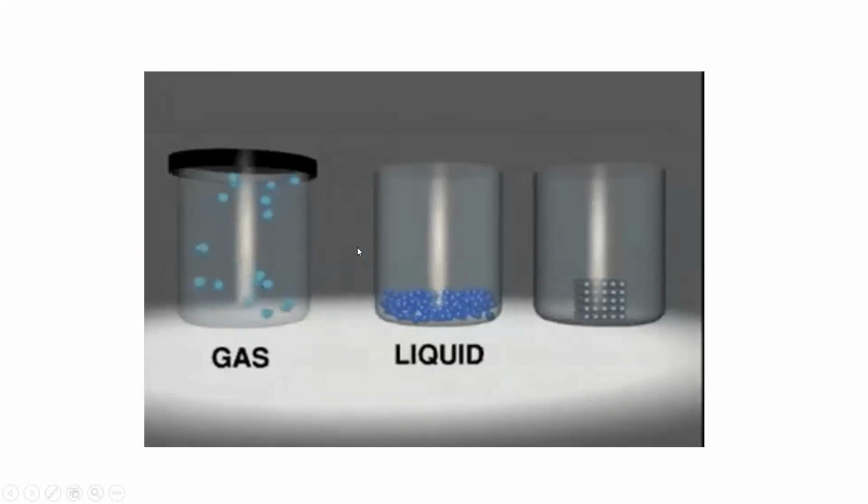So this is another view of the particles of gas, liquid and solid. In a gas, you can see the particles are moving randomly, continuously changing direction, whereas in liquid, the particles can move around each other, and in solid, the particles can vibrate about a fixed position.